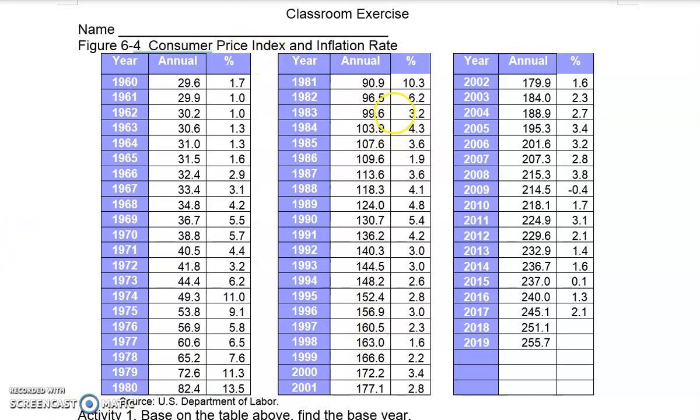Now let's take a look at this number here. 1983, 99.6. It is not 100, but it's close, right? Now take a look at 1984, 103.9. And then 1982, 96.5. It's over here. So why do we take a look at that? Let's see. So I just write this number, 96.5, 99.6, and 103.9 in here.